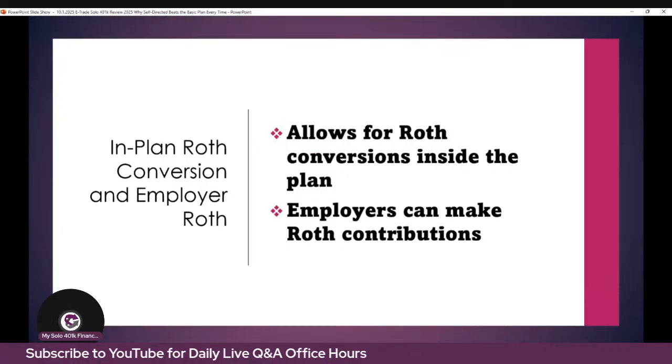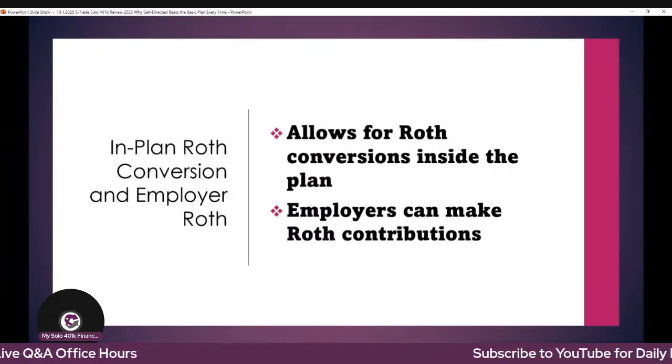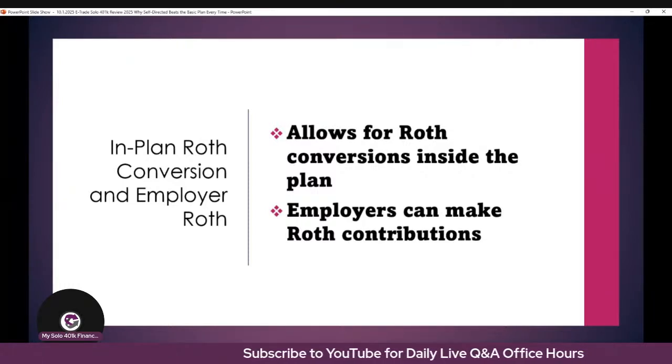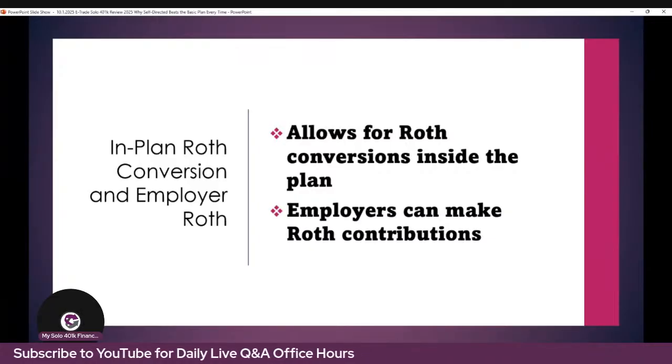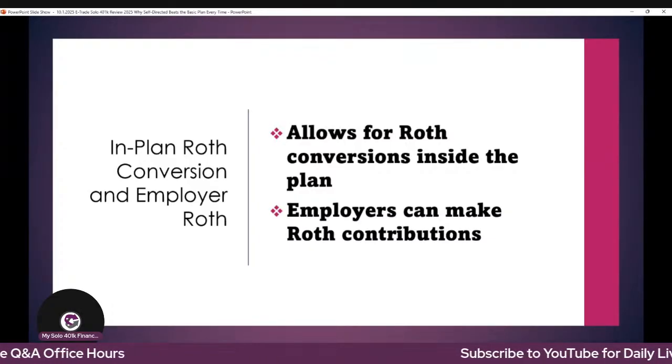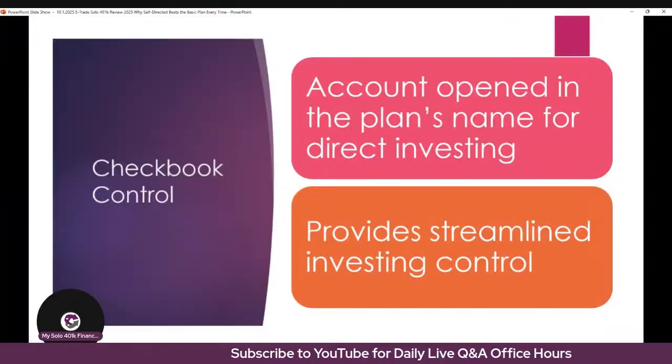Another way that customers are getting funds into their Roth solo 401k is by making Roth employer contributions. So since Secure Act 2.0, employer contributions can be made as Roth contributions, but your plan documents need to allow you to do that. So our plan documents do allow for employer Roth contributions.